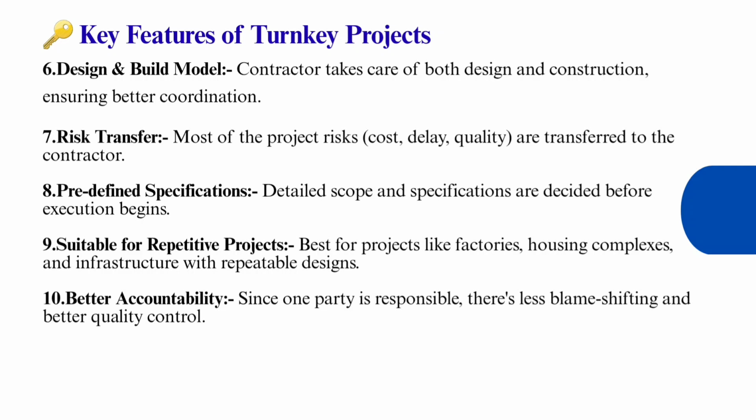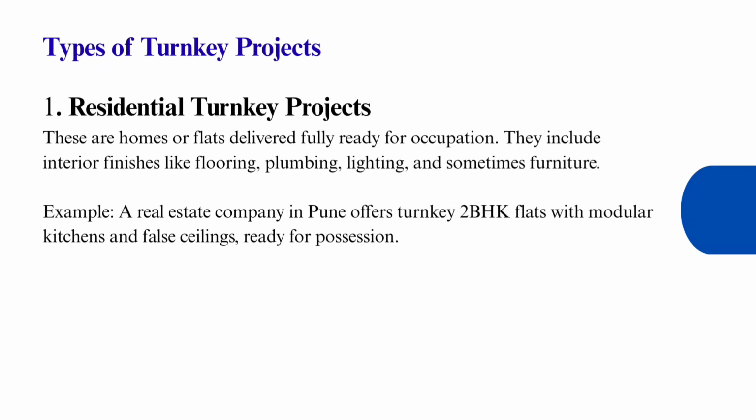Now we'll take the different types of turnkey projects. There are different types of turnkey projects like residential turnkey projects, commercial turnkey projects, industrial turnkey projects, and government infrastructure turnkey projects. So we'll take all these in detail one by one. The very first is residential turnkey projects. Residential turnkey projects are nothing but homes or flats delivered fully ready for occupation. They include interior finishes like flooring, plumbing, lighting, and sometimes furniture. An example of this is a real estate company in Pune offering turnkey 2 BHK flats with modular kitchens and false ceiling ready for possession.